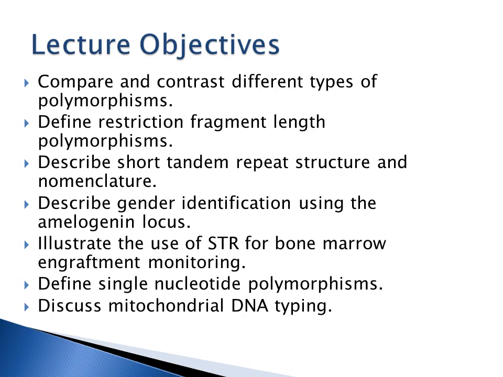At the end of this lecture, you should be able to compare and contrast the different types of polymorphisms, define restriction fragment length polymorphisms, describe short tandem repeat structure and nomenclature, describe genetic identification using the amelogenin locus, illustrate the use of short tandem repeats for bone marrow engraftment monitoring, define single nucleotide polymorphisms, and discuss mitochondrial DNA typing.